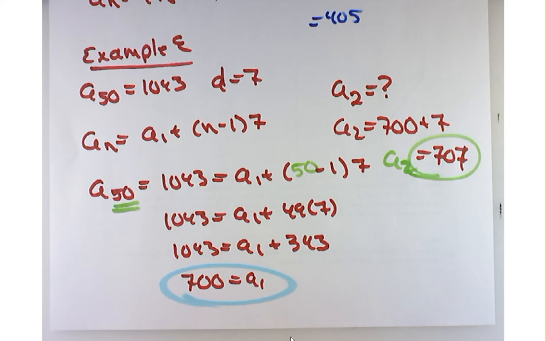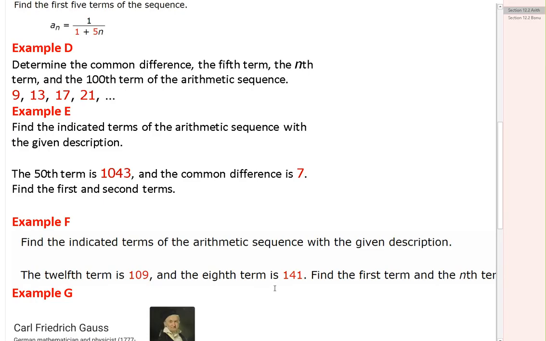Let's keep going. Let's make it even harder. Example F: find the indicated terms of an arithmetic sequence given a description. The 12th term is 109, and the 8th term is 141. So let's write those down. So we've got example F.